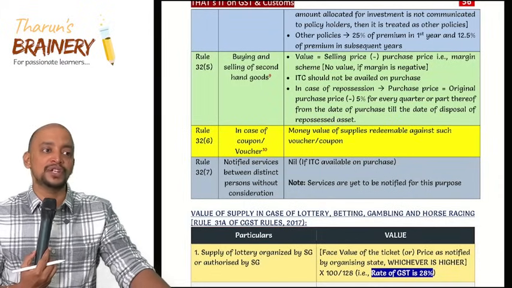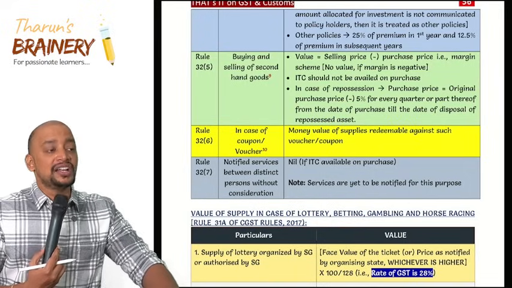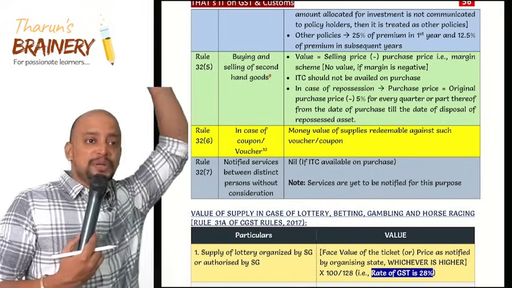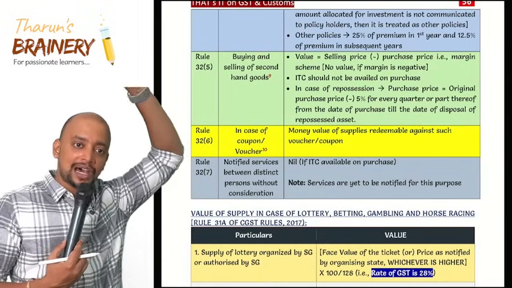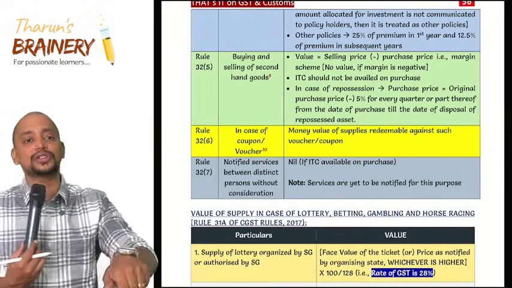GST on the car will be 28%. So I need to pay 28% GST. Because of this, definitely the buyer will have a burden of tax, because on the car GST has already been paid originally. At the time of new car purchase, GST was already paid. So when I am buying the second hand car, again I should pay GST.